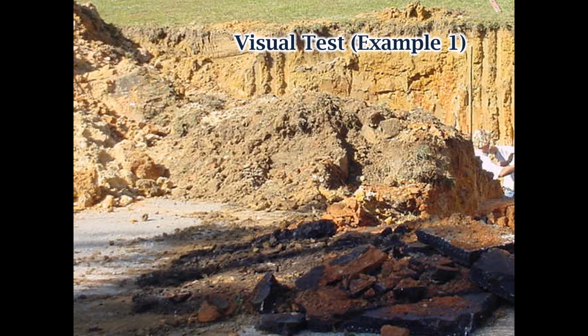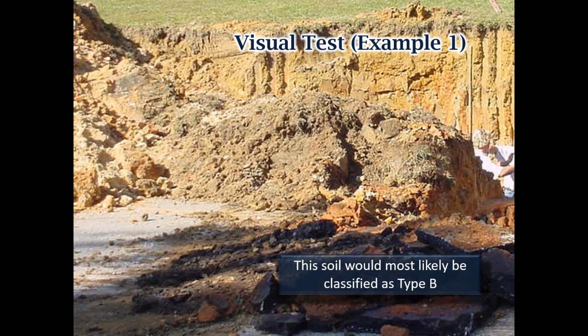Okay, so using a visual test, what type of soil does this look like? Since much of the excavated soil remains in clumps, it is fairly cohesive. But as you can see, the soil in the spoil pile does have some sand content, so this is definitely not type A. Now assume that the soil has not been previously disturbed, and there are no signs of vibrations, tension cracks, or layered geological structuring. This soil would most likely be classified as type B.